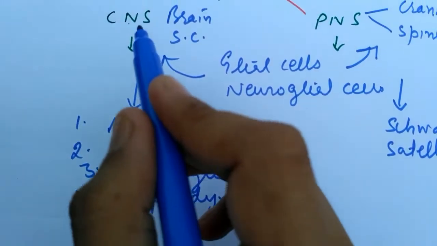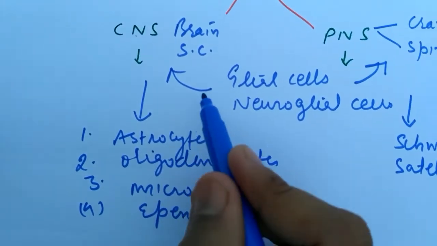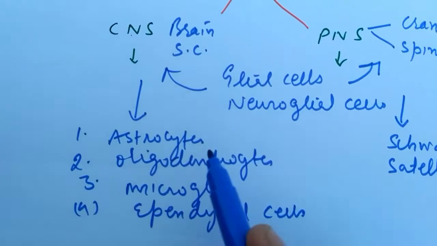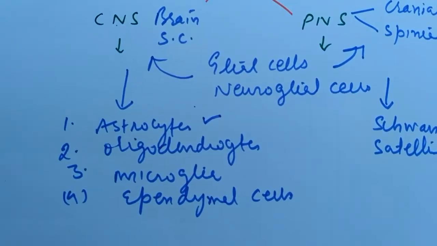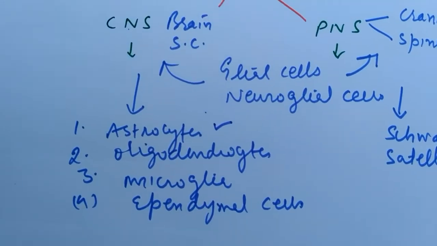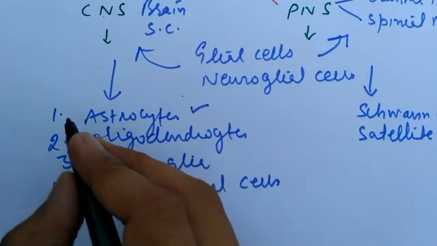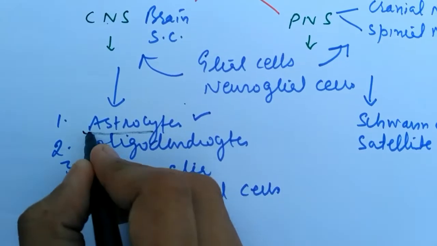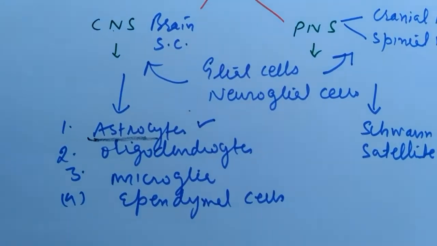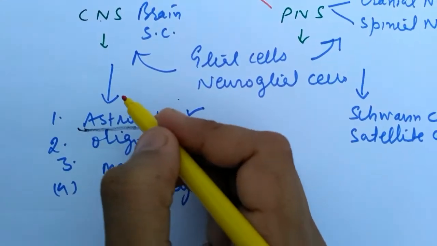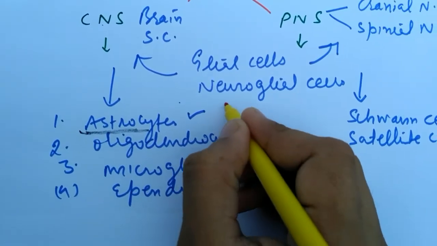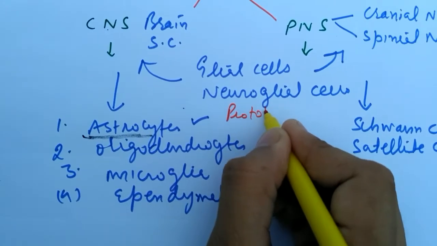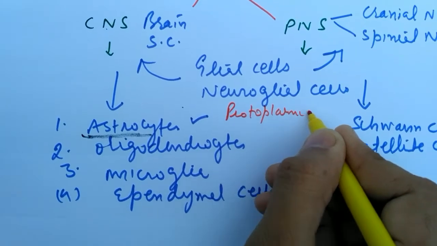First of all, I will discuss the role of the packaging cells in the CNS. Firstly, I have astrocytes. Astrocytes, as the name implies, are star-shaped cells. They have many elongated processes. They are of two types, protoplasmic and fibrous.